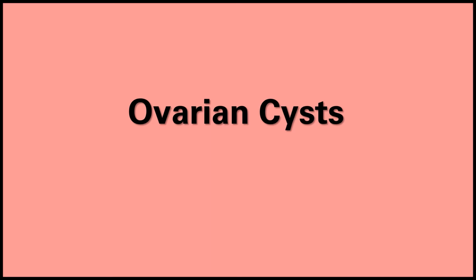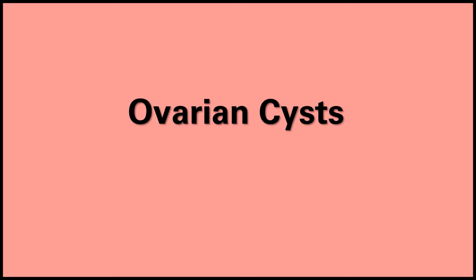The most common functional cyst is a follicular cyst, which occurs when a dominant follicle in the ovary fails to rupture and continues to grow instead. The next type is a corpus luteal cyst, which occurs when a dominant follicle does rupture, but then closes again and doesn't degenerate after ovulation.